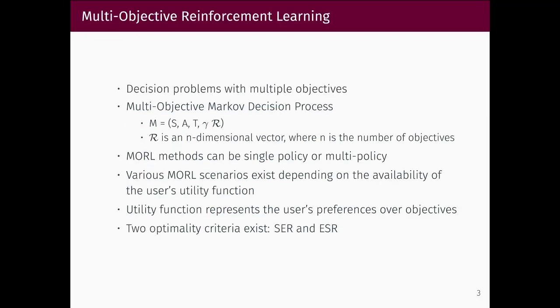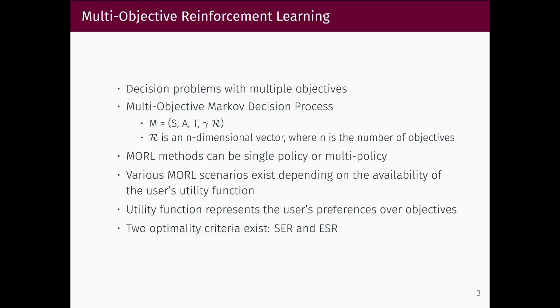So what is multi-objective reinforcement learning? Essentially, it's an extension of single objective RL, except we focus on decision problems with multiple objectives. And instead of a Markov decision process, we use a multi-objective Markov decision process where R, or the returns or the rewards, are vectors, where R is an n-dimensional vector and n is the number of objectives.